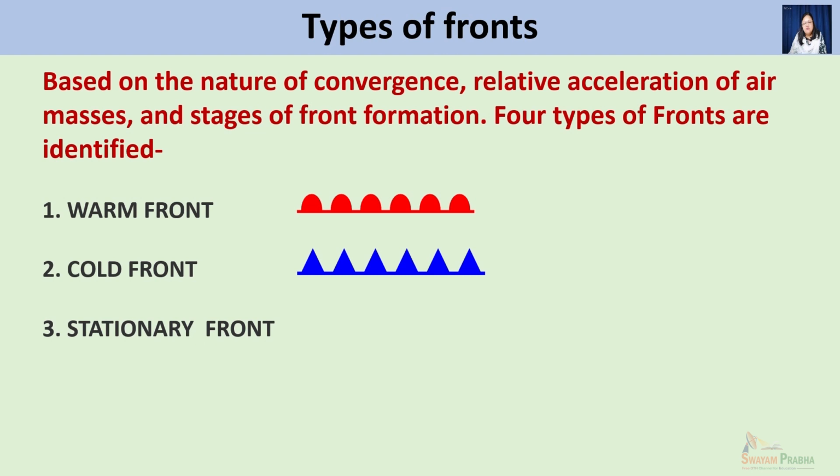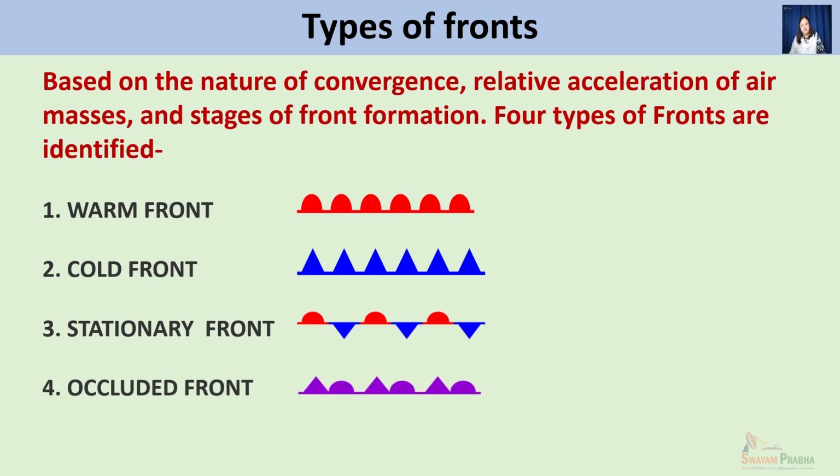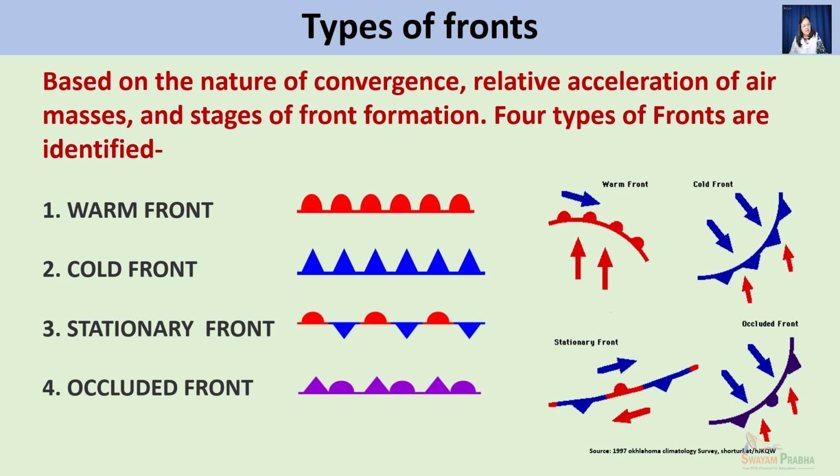Third type of front is stationary front, which as the name suggests is stationary in nature, and it is depicted by this particular type of symbol. And then finally you have the occluded front, which is depicted by this particular symbol. So in totality, you can see that when the warm air becomes aggressive, the warm front is created. When the cold air becomes aggressive, cold front is created. The stationary front exists when warm air and cold air lie parallel to each other with no vertical movement. And then you have occluded front, which is a specific type of front which is formed during one of these stages of front formation. So all these types of fronts are created. Let's discuss them one by one now.